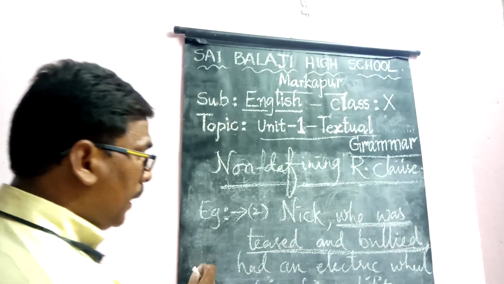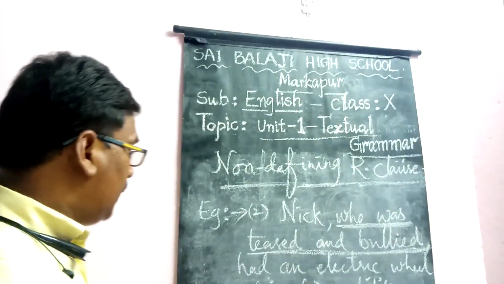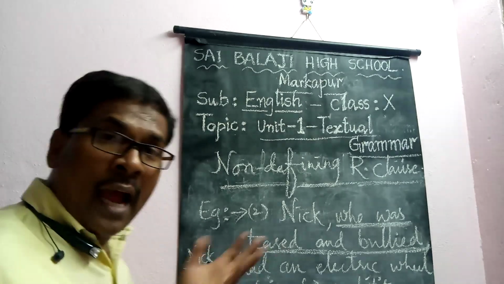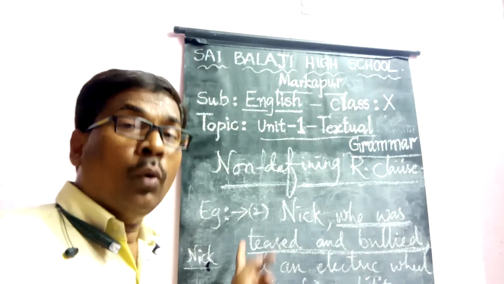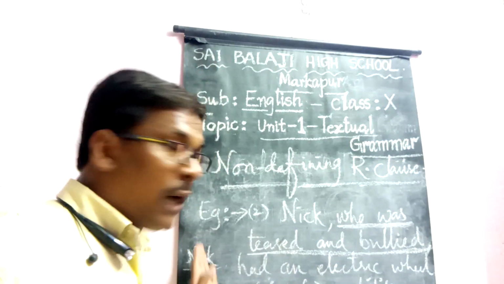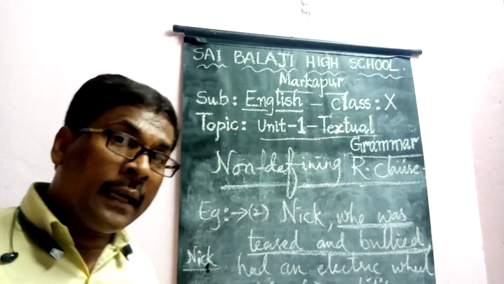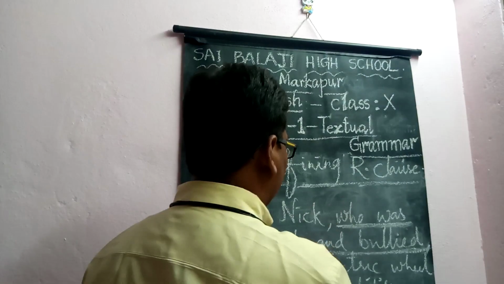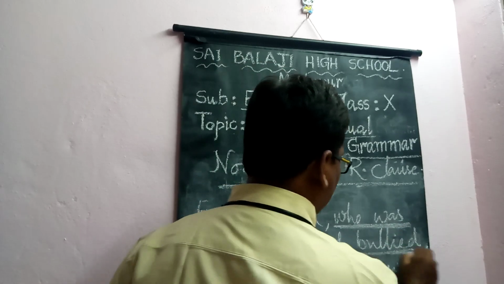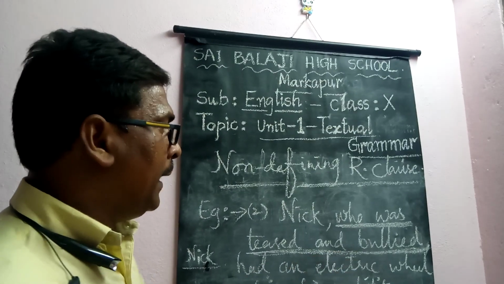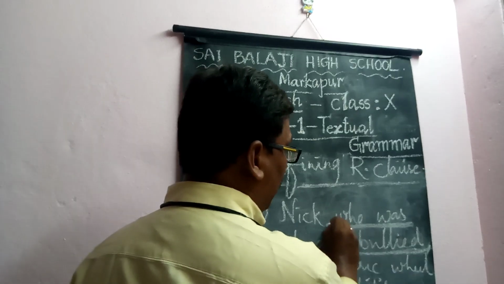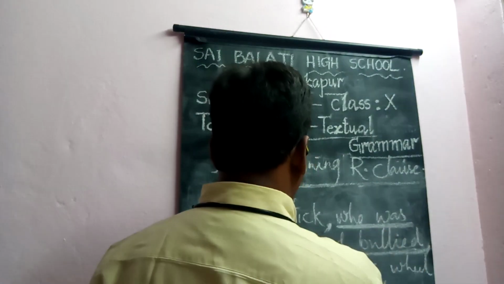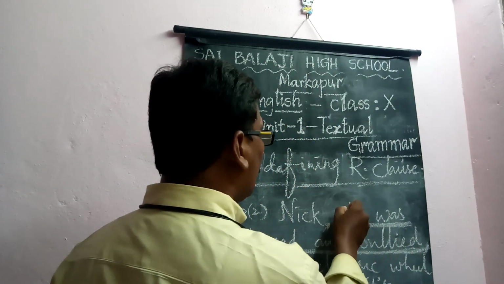If you put the question, who had an electric wheelchair, then we can simply say Nick. We have the answer, Nick. Nick had an electric wheelchair for mobility. Okay, so here we have full clarity. That means this part, the relative clause part, who was teased and bullied, is not defining the antecedent, the subject. It is giving extra information about Nick.